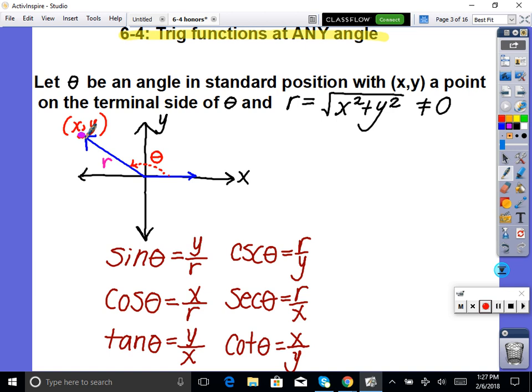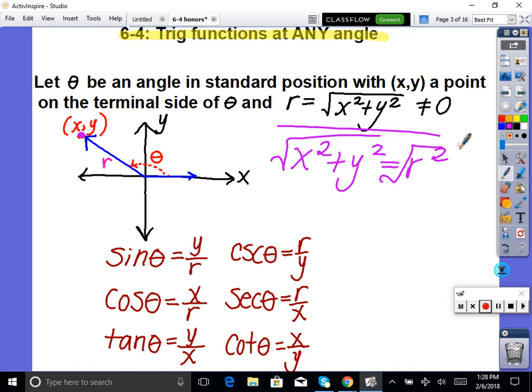So I'm going to remind you where this is coming from. Isn't it true that a circle's equation is x squared plus y squared equals radius squared? So now to figure out the length of the radius, couldn't I just square root both sides? So r is equal to the square root of x squared plus y squared. Now can anyone tell me why r cannot be 0? Why would that not make sense?